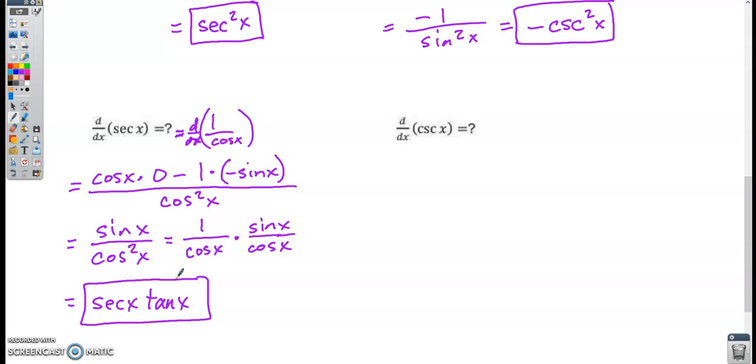All right, last one, derivative of cosecant of x. Cosecant is 1 over sine of x.